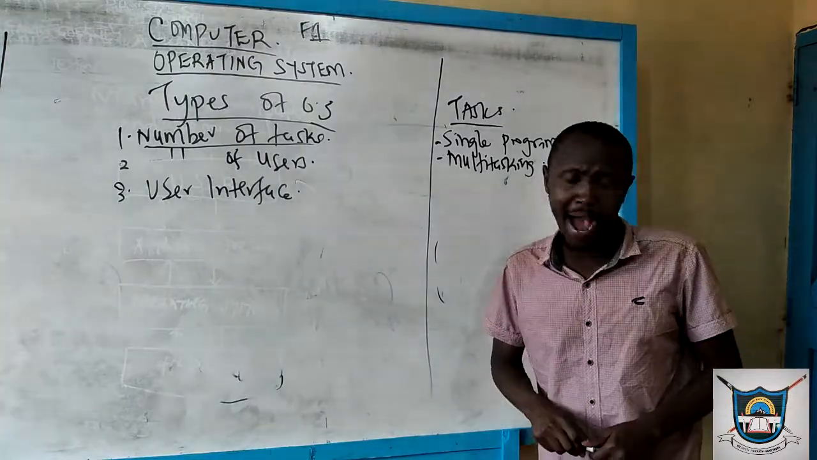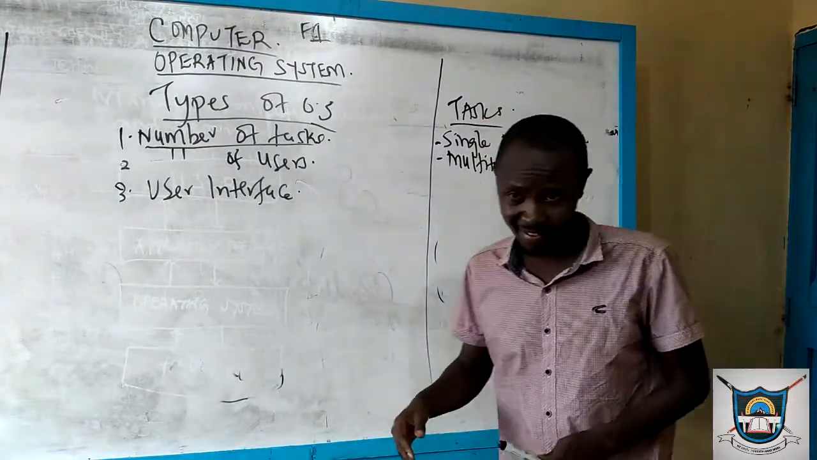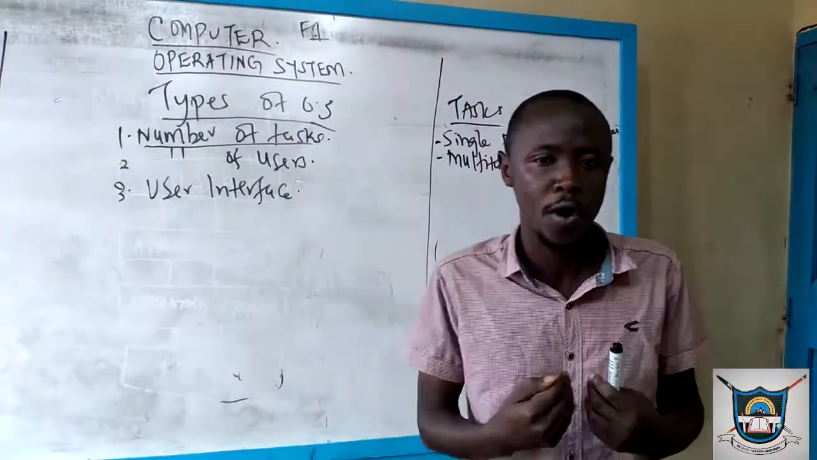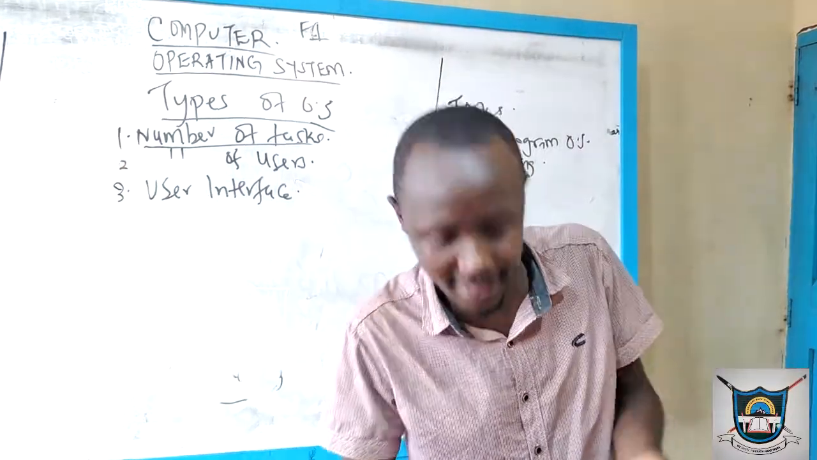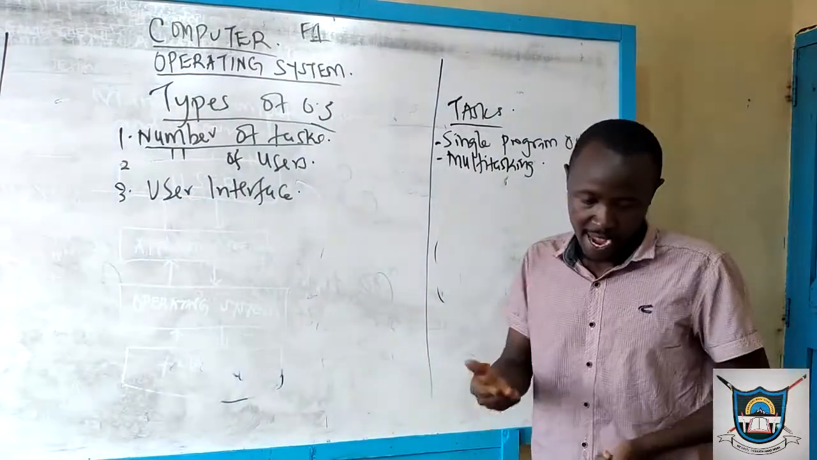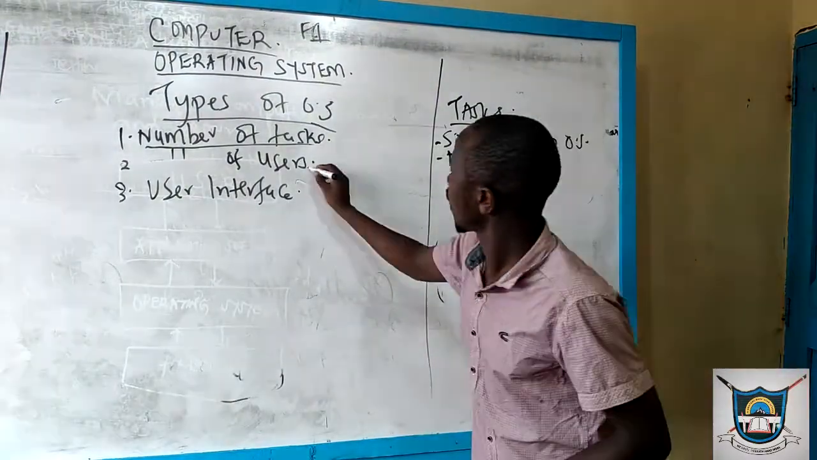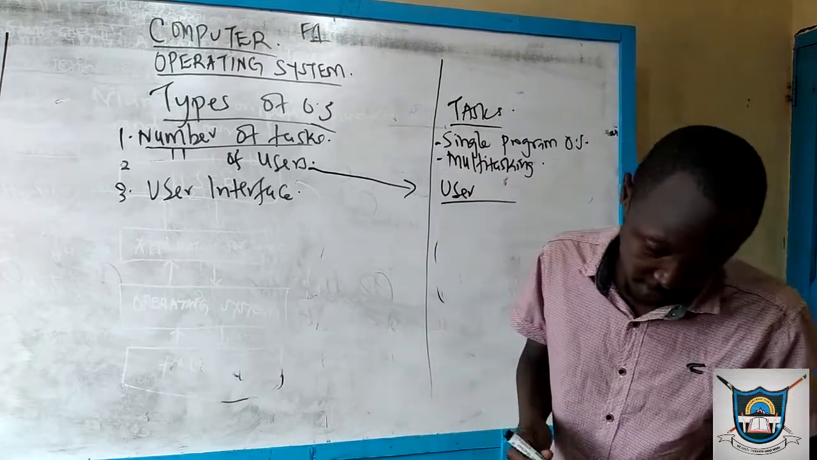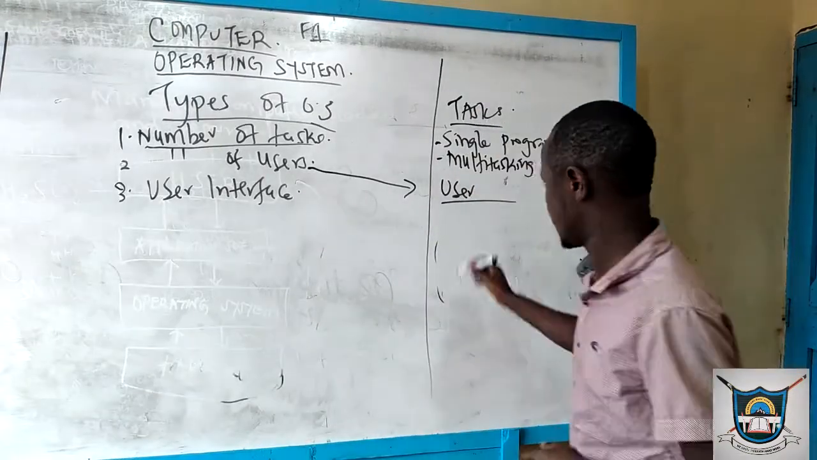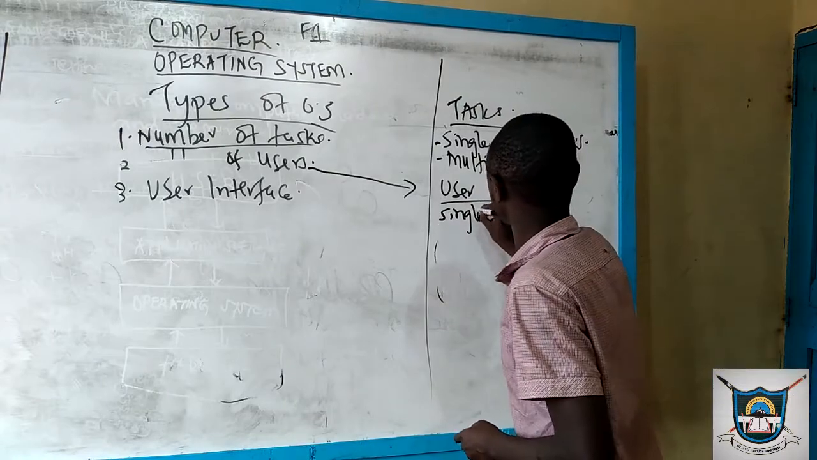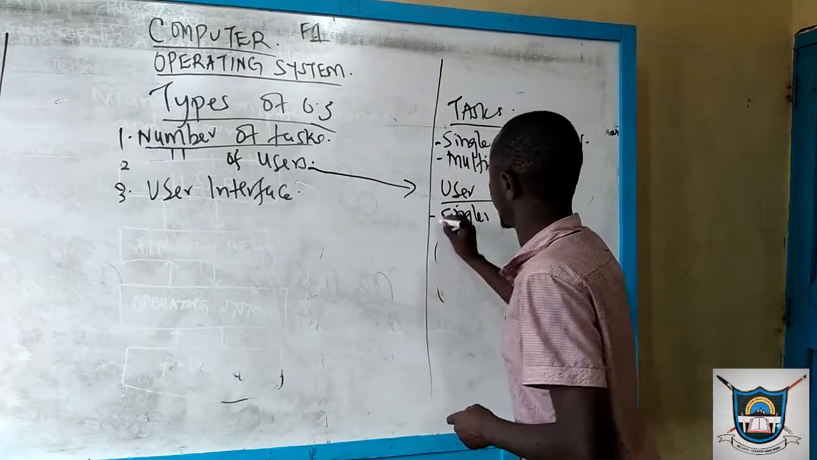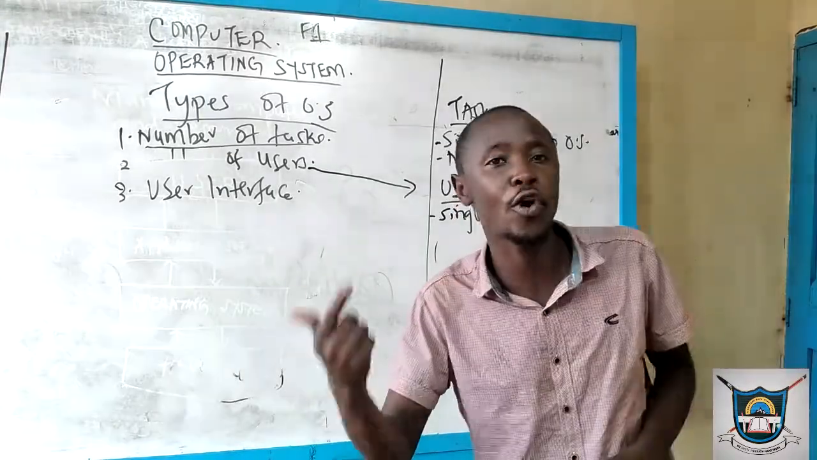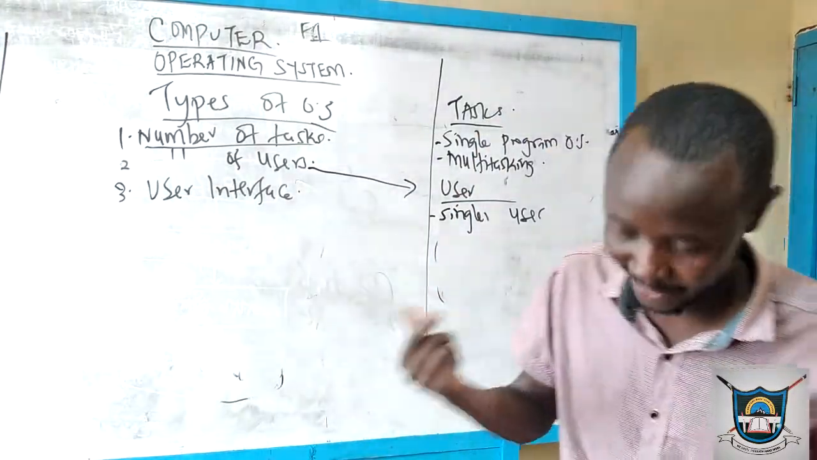I move to number of users, very close to tasks. A user is the person who is using the computer. For example, students, when you're operating a computer, you are the user. In this category, we have the first one, single user operating system. The term is descriptive: single user means only one person can use it at a time.